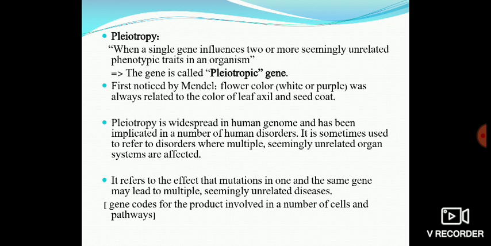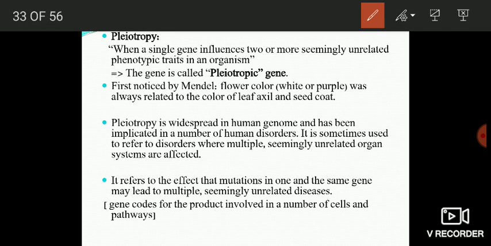Okay, एक जीन एक से ज़्यादा कैरेक्टर्स को कंट्रोल करता है, this is known as pleiotropy. And a gene which is involved in this phenomenon is known as a pleiotropic gene.